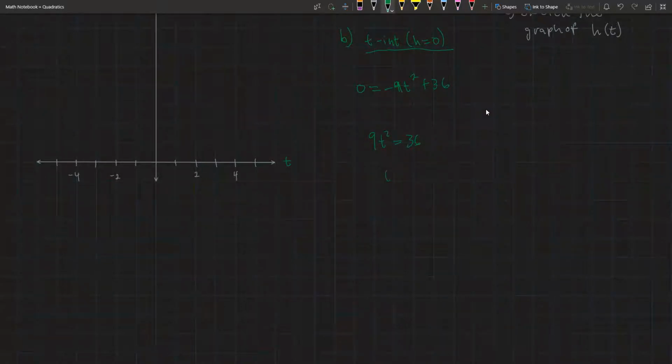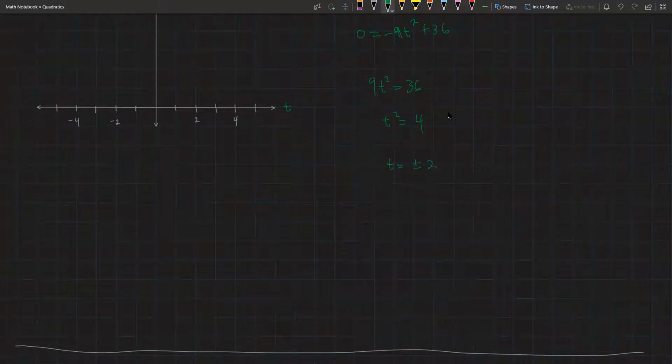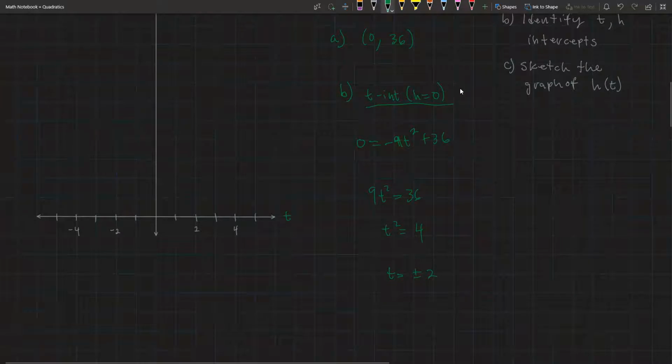and therefore we are going to divide both sides by 9. So it gives us t squared equals 4. And then we're going to say, all right, something squared equals 4. What are the two possibilities? Is t equals a positive or a negative 2? So we have to think in terms of coordinates 2, 0 and negative 2, 0. Negative 2, 0 and 2, 0.